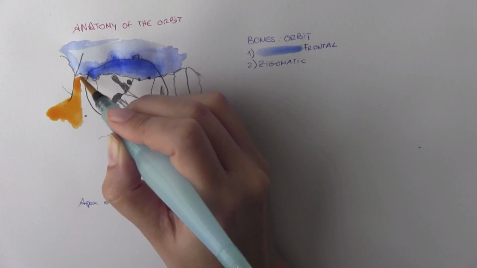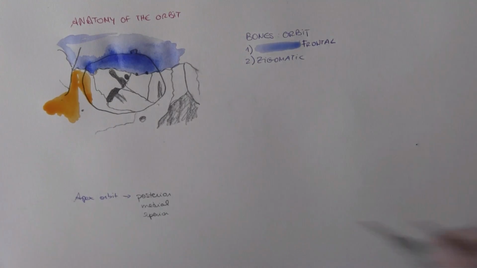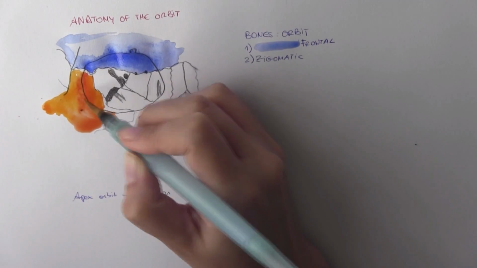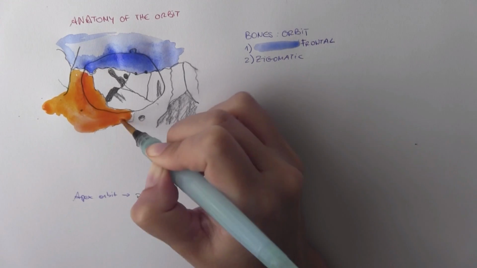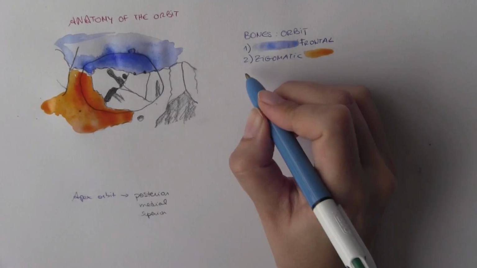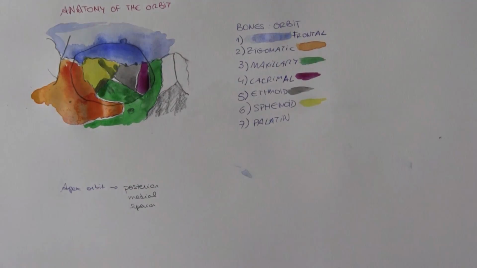7 bones compose the orbit. 1. Frontal bone, 2. Zygomatic, 3. Maxillary bone or maxilla, 4. Lacrimal, 5. Ethmoid or ethmoidal bone, 6. Sphenoid, and do not forget the small triangular 7. Palatine.